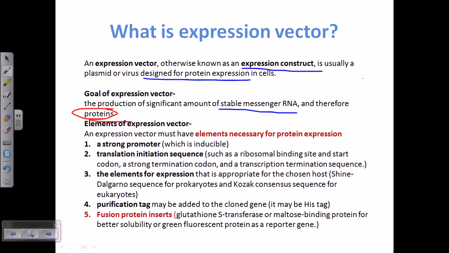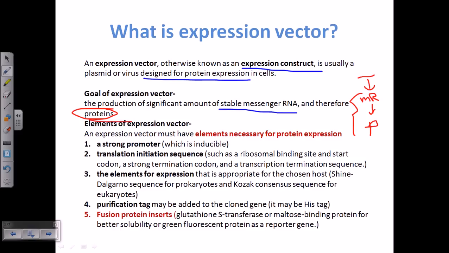Because if we know the central dogma of biology, the gene of interest, which is DNA, will produce mRNA, which is the messenger, then it will produce proteins. This is the central dogma. So this part is called the expression, and we are dealing with this expression in expression vectors.